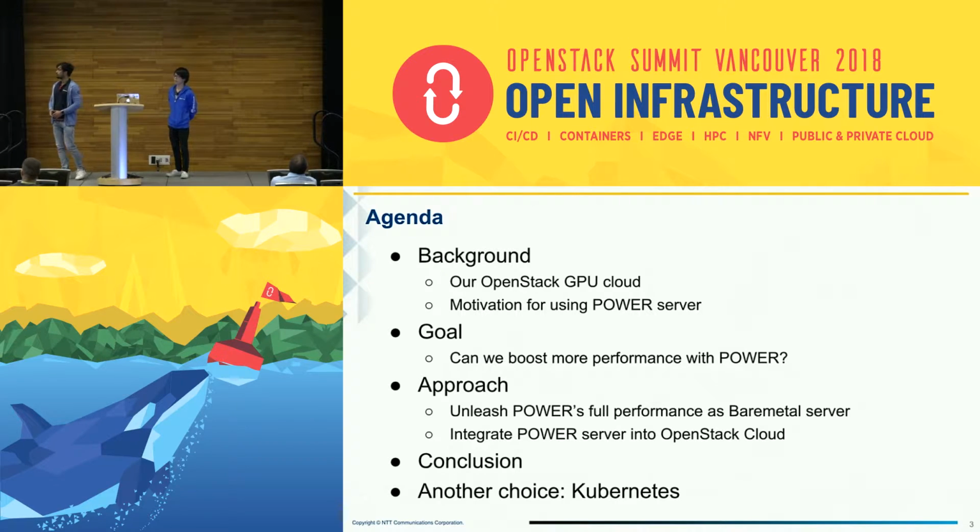So let's start with the agenda. In the background, we will discuss mainly our GPU cloud, our motivation to use POWER systems, and our OpenStack environment. Next, we will talk about our goal and our approach to deal with our goal. And then we will finish with the conclusion. And at last, which is not in the list, we will talk about our other choices like Kubernetes.